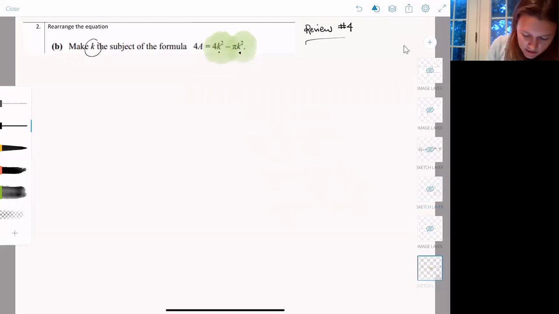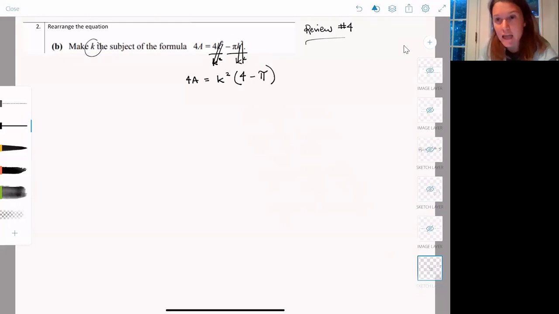Okay, so just like I was just doing, I want to factor out k squared out of both of these. So here, that's going to give me 4a equals k squared times whatever's left. So the k squared cancels out, leaving me just 4. K squared cancels out, leaving me minus pi. Okay, now that I've done that, I want to go ahead and keep isolating.